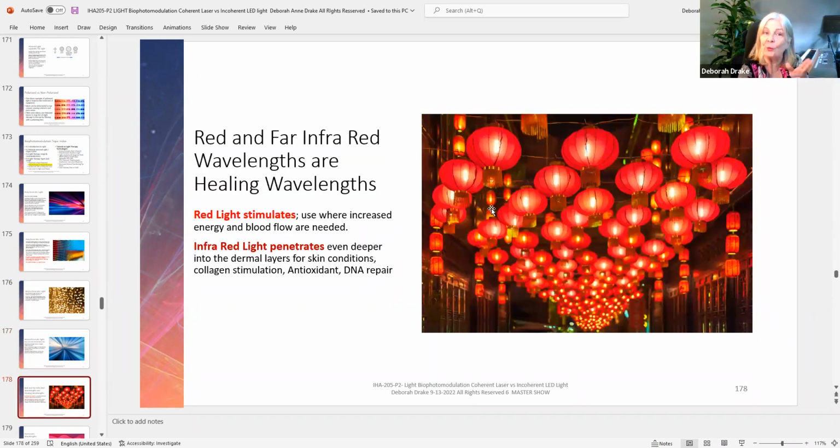We can also use red and far infrared light. I want you to know that this is the one that we most typically use, because light stimulates where the energy in the blood is needed, and infrared light penetrates the dermis of the skin right down to the collagen levels, okay, where you're getting antioxidant and DNA repair. So now we're using infrared for facial treatments and wound injuries for collagen repair.